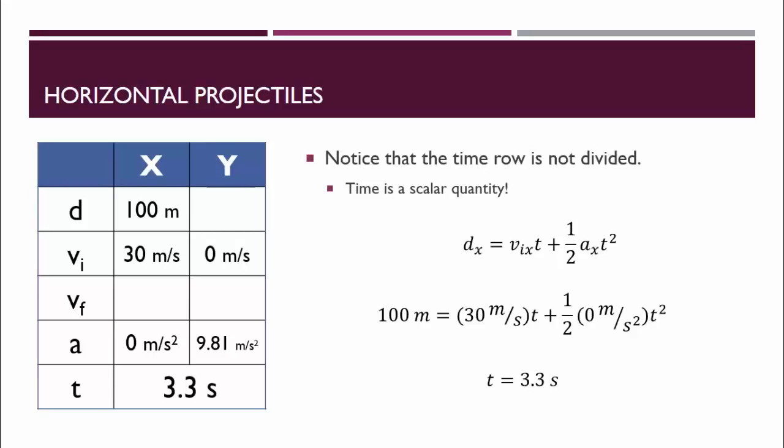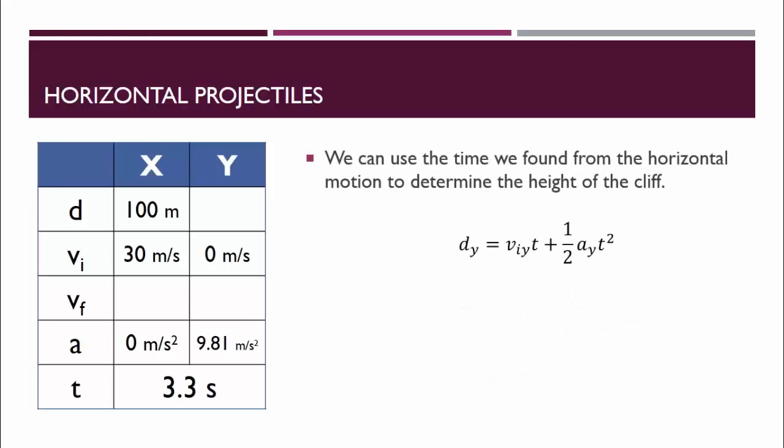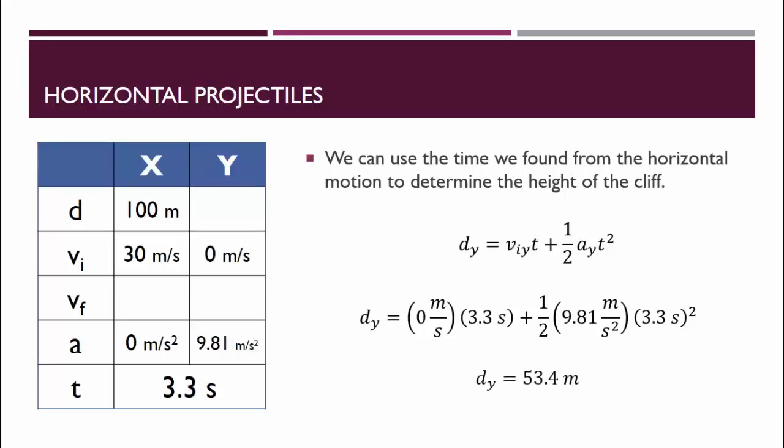This means that it took 3.3 seconds to travel 100 meters horizontally, that it also took the car 3.3 seconds to travel its vertical displacement, which we'll calculate now. It turns out that we're going to use the same equation. You see this time I changed the x subscript to the y subscripts. Again, we want to make sure that we only use numbers from one column or the other. If we plug in our initial velocity and our time and our acceleration, we find that the vertical displacement is 53.4 meters. This is otherwise known as the height of the cliff.